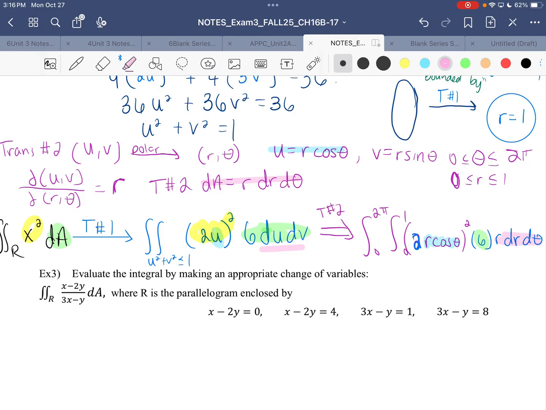Now this is actually pretty easy to integrate. You're just integrating r cubed. 0 to 2 pi cosine squared theta. Ooh, gotta use an identity. And then 0 to 1. We've got 4 times 6, 24. r cubed dr.